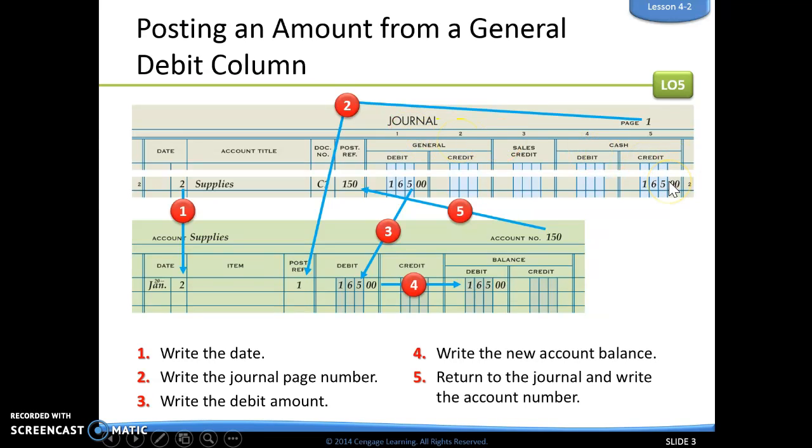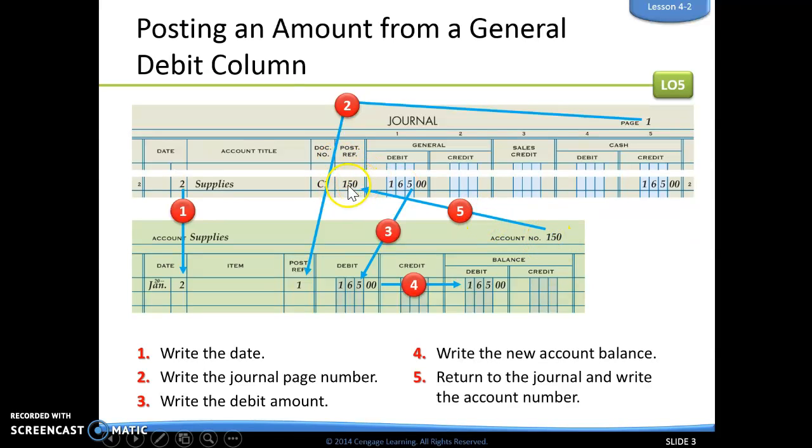So here it looks like we paid cash for supplies. And now what we're doing is we're recording that into our actual supplies account so we can see specifically what is happening to just our supplies account. Okay, so that's where we're going to write the date from the journal. Our post reference is simply what journal page we got that from. Here's our debit. We're just carrying that down. And now we're putting our new balance, 165. Last thing is that account number, 150, goes to a post reference.